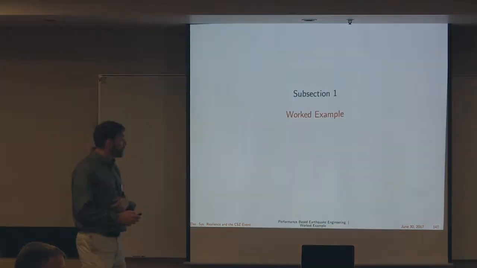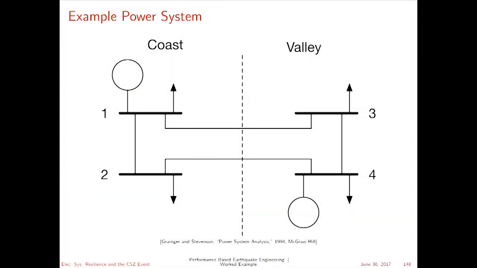Okay, let's do an example. Let's take this power system. This is a simple 4-bus system from an old textbook from Grainger and Stevenson. I just made this up. This isn't real, it's just a toy. Let's call this the coast and let's call this the valley. So this stuff is going to get shaken badly, and this stuff isn't. These are buses in a power system, but we'll say they're substations. I have 4 substations, and that's a generator.